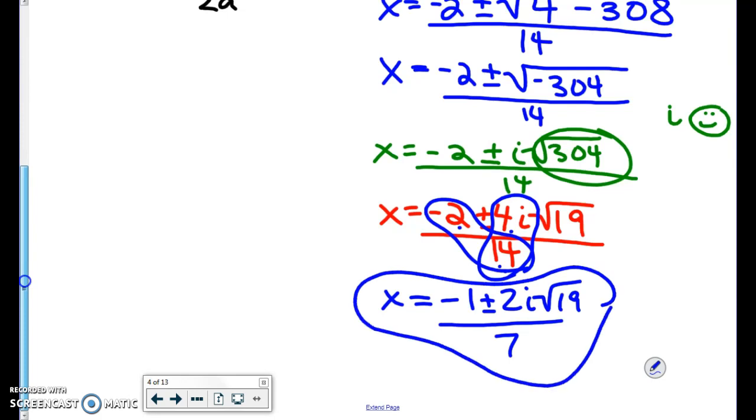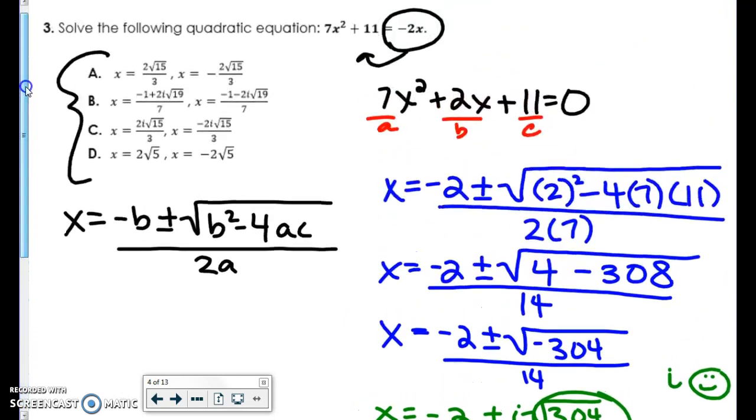So now that we're done, we should scroll all the way back up to the top here and take a look at what our options are. And if you notice, they broke it into 2 answers, but letter B matches the work that we have done.